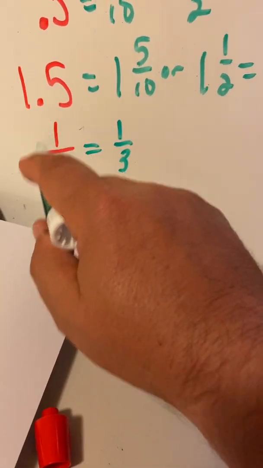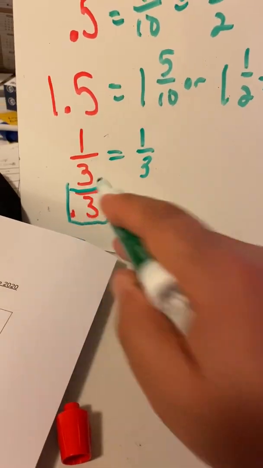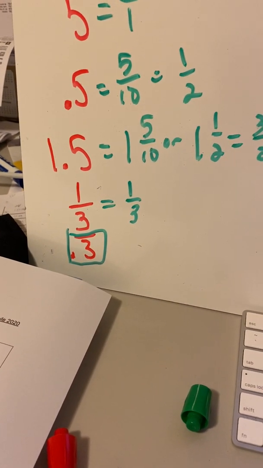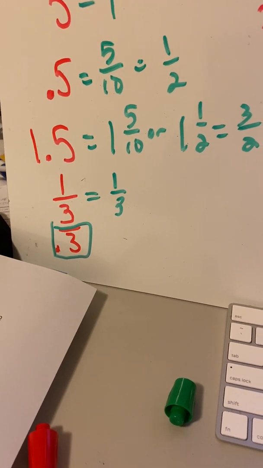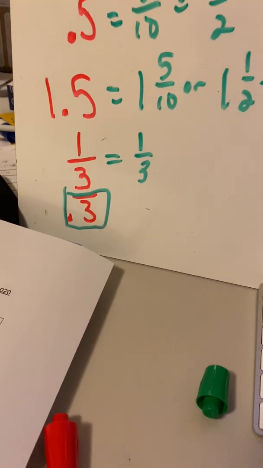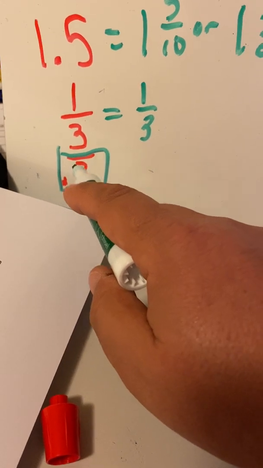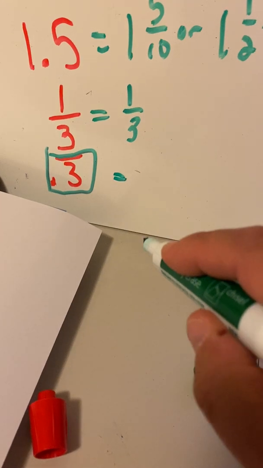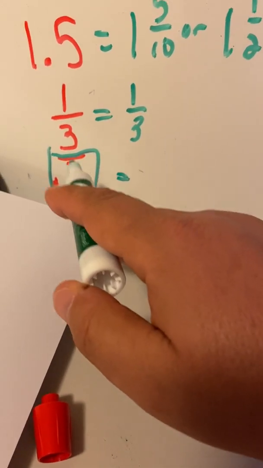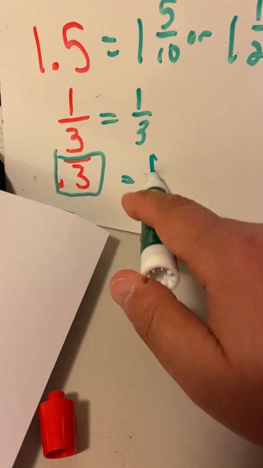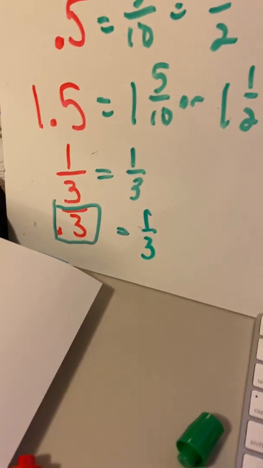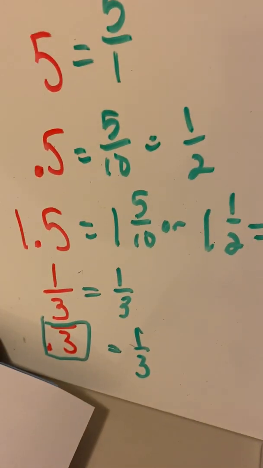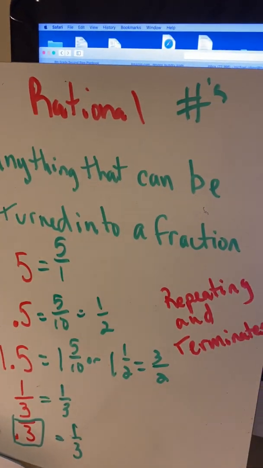Now this one down here, the 0.3 repeating, we're going to go over how to convert repeating decimals into fractions in a day or so. Right now, just suffice it to say, a repeating decimal can be turned into a fraction. As long as it's repeating, I can change any repeating decimal into a fraction. I'll show you how to do that later. Right now, 0.3 repeating is 1/3. So any repeating or terminating decimal that can be turned into a fraction is a rational number.